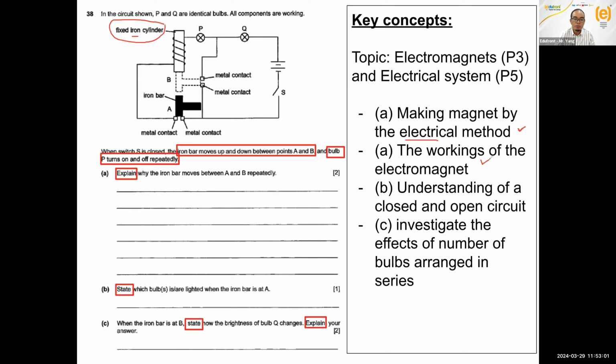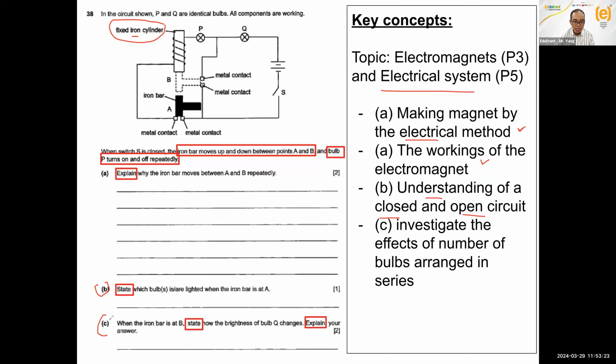Secondly, the workings of an electromagnet. You must understand how electromagnets work. Okay? And part B here, right? What are they asking? You must be able to understand the difference between the closed and open circuit. What is a closed circuit? What is an open circuit? Okay, this one you guys learn in P5 under the topic of electrical system.